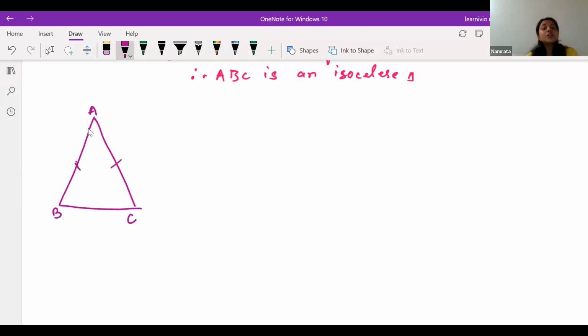And you already know this theorem: when two sides are the same, their opposite angles will also be the same. Or when two angles are the same, the sides opposite to those angles will also be the same. So we will frequently use these theorems: since sides are given the same, angles will be the same; since angles are given the same, sides will be the same. So let's start with the questions.